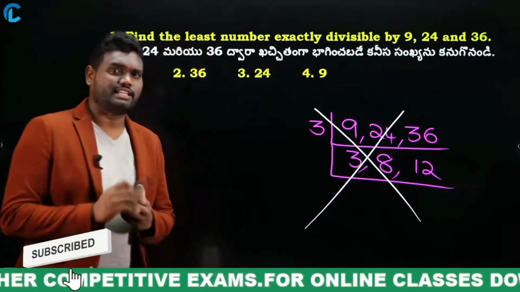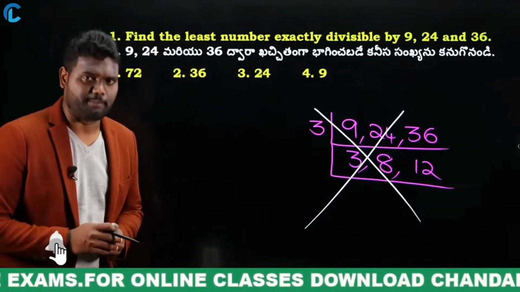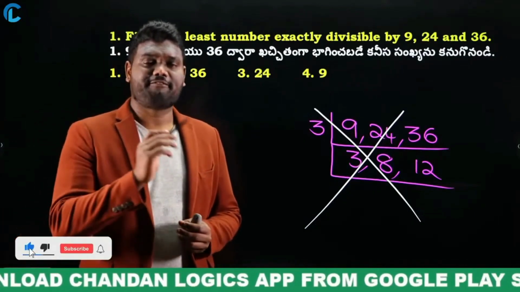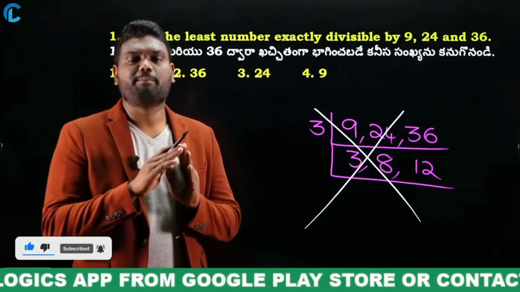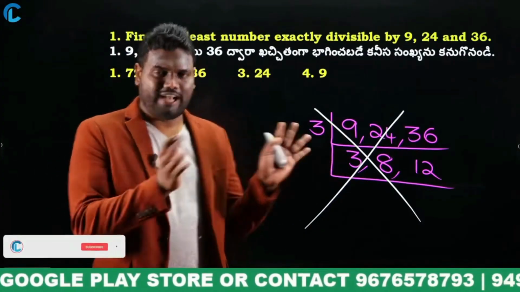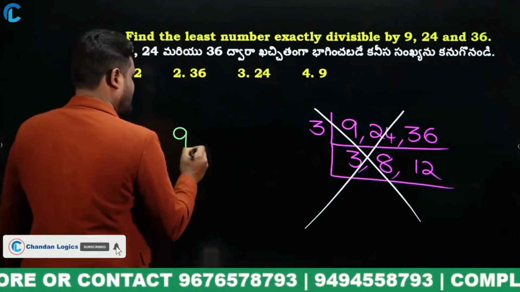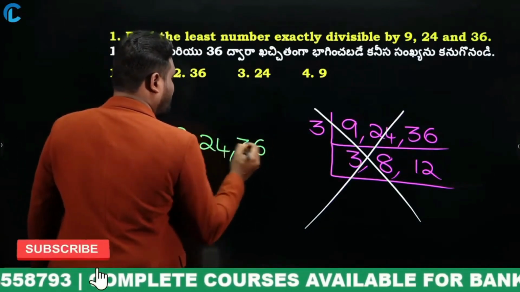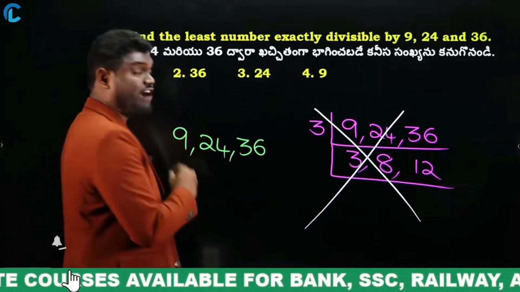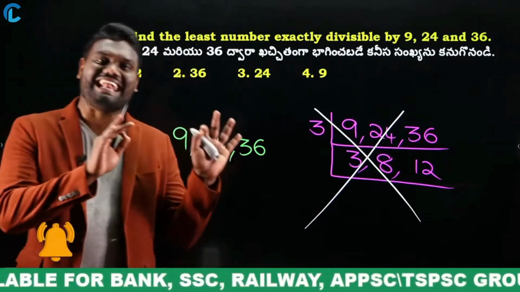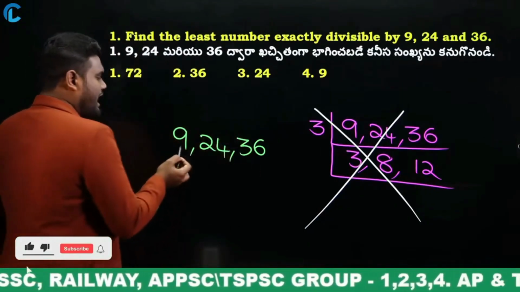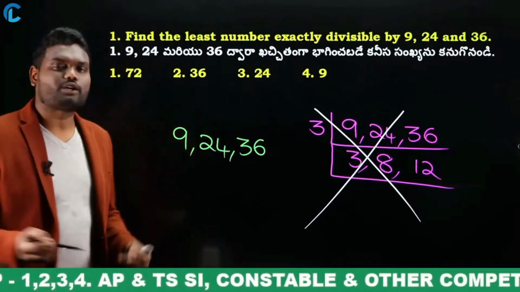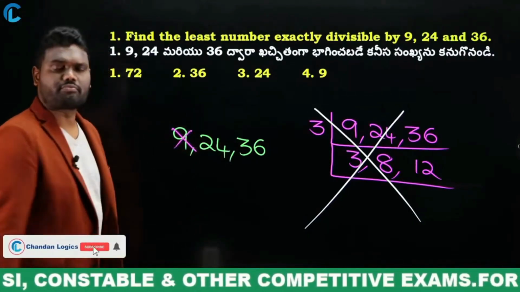So the first basic thing you need to understand is, while calculating LCM, if you think that one number is a factor of another number, you can simply neglect that number. Look here, we have numbers 9, 24, 36. If you find one number is a factor of another number, simply neglect that number. Now if you observe here, 9 is a factor of 36. 9 4s are 36, yes or no? So 9 is a factor of 36, you can simply neglect 9.